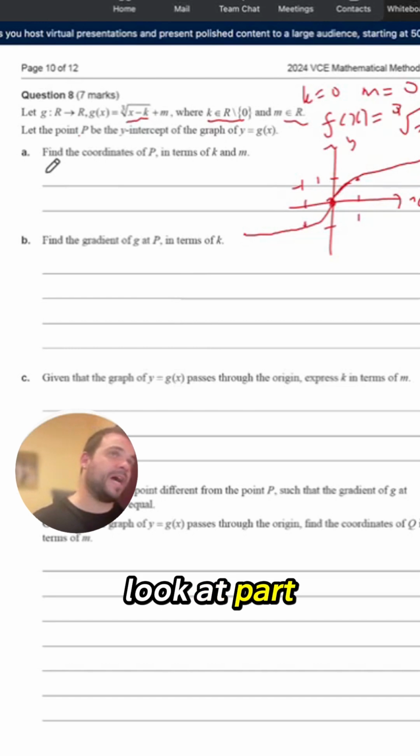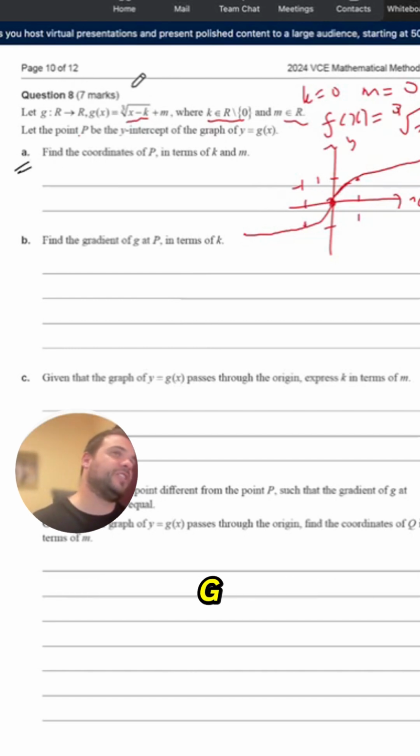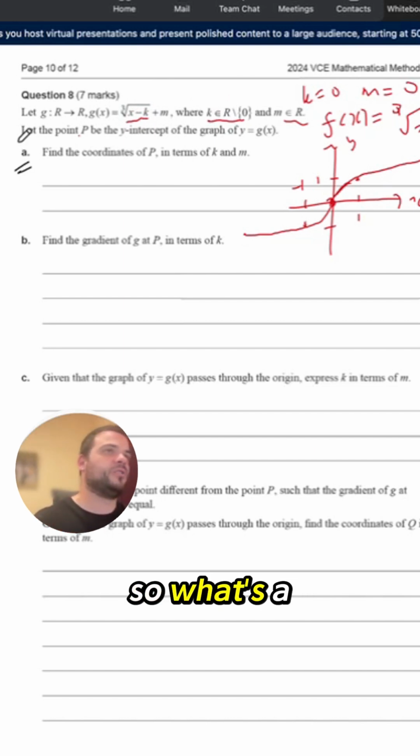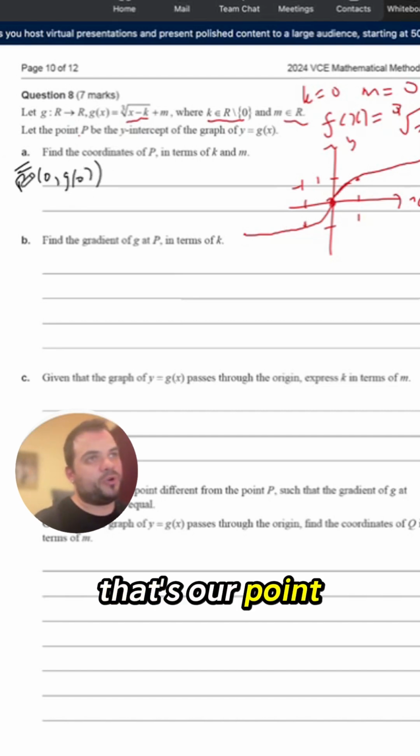So now let's look at part A. We're introduced to the function g at the beginning of the question. They say let the point P be the y-intercept of the graph y equals g of x. So what's a y-intercept? A y-intercept is the value of the function when x equals 0. So we want 0, g of 0. That's our point P.